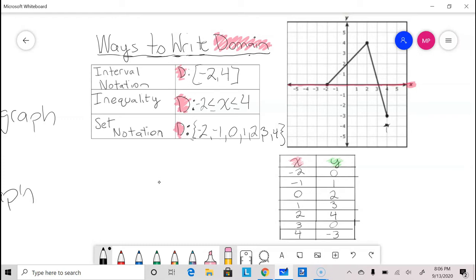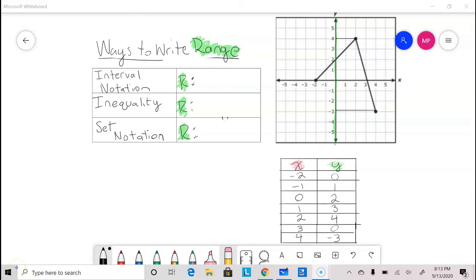So I hope this helped with the ways to write domain. We're going to look at the ways to write range next. So now we're going to talk about the ways to write out range using interval notation, the inequality form, and set notation.